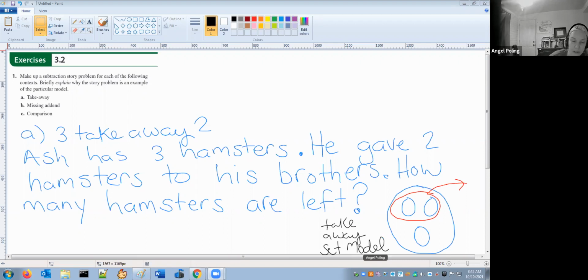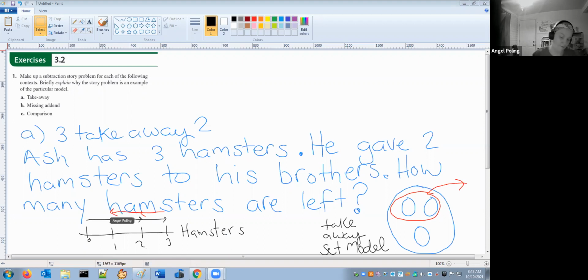And we could also show this using a linear model. So 0, 1, 2, 3 hamsters. Where Ash has 1, 2, 3, and we take 1, 2 away.